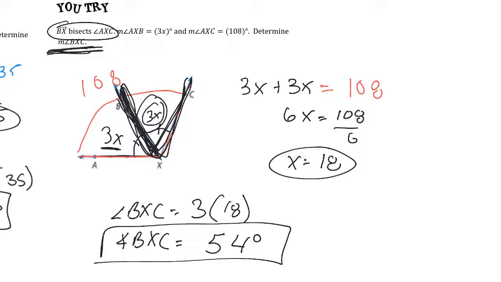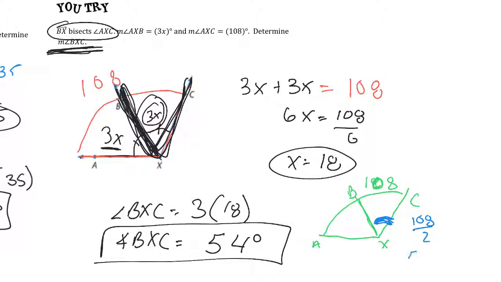Oh, I just found a really easy way to do this. Little cheat code for this question. If you just look, the whole angle AXC is 108. And BX cuts it in half. And it just wanted, what is BXC? That's half the angle. Just do 108 over 2. You don't even need to solve for x. That's 54. But either way, you get it. But I just realized you could do this without even solving.